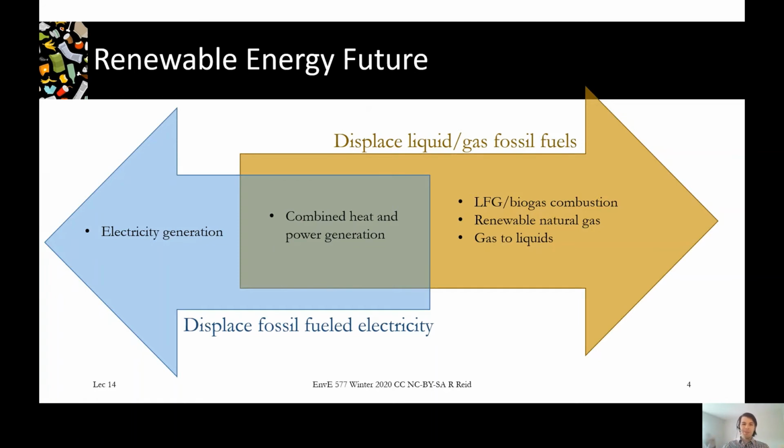Now, there's two main pathways that waste can apply to solving our energy problems right now. One is going the electricity pathway. One is displacing liquid and gaseous fossil fuels. So working on those two areas of the grid, and intersecting both of those is when we do combined heat and power generation. So we're producing electricity, but we're also producing some heat that's going to displace some coal or natural gas that would otherwise be used to make that heat. And we'll talk about where both of these roads lead with respect to waste products.